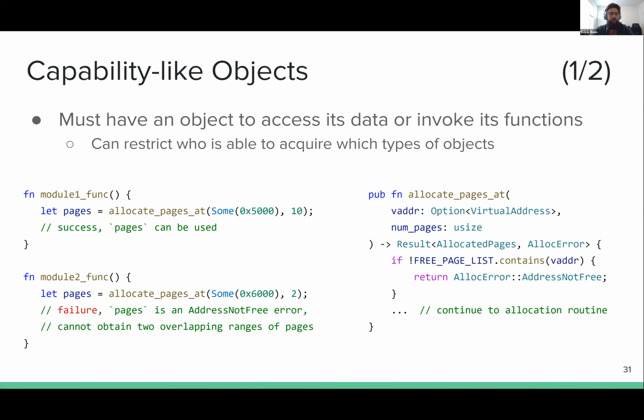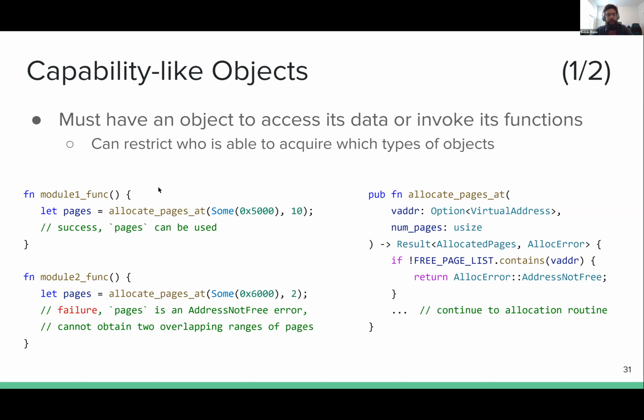Okay. So then the next one is capability-like objects. And this is really just a fancy way to say that you have to be able to obtain a particular object to use it, to access its data or invoke functions that require that. So this allows you to effectively restrict who can have access to what types, what functionality, what data, just like hardware protection does with address spaces and privilege levels.